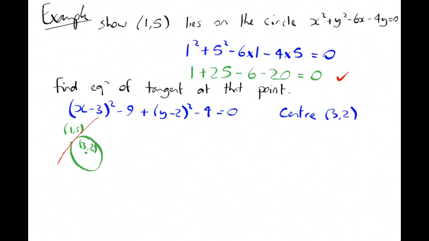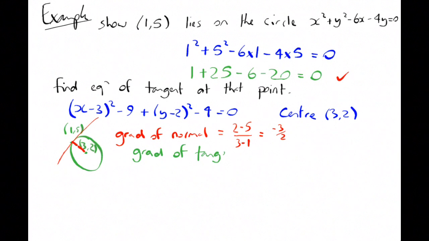So what we're going to do is work out the gradient of the normal. The gradient of the normal, just change in y over change in x, is 2 minus 5 over 3 minus 1, which is minus 3 over 2. That tells us that the gradient of the tangent is perpendicular to this, so it's the negative reciprocal, 2/3. Now I've got the gradient of the tangent, and I've got a point on the line, I can write down the equation of the tangent. y minus y1 equals m(x minus x1), so y minus 5 equals 2/3 (x minus 1).